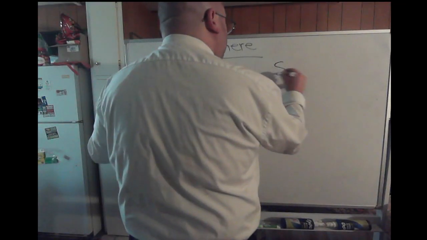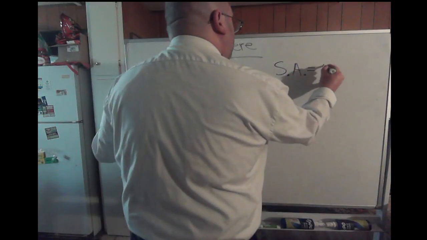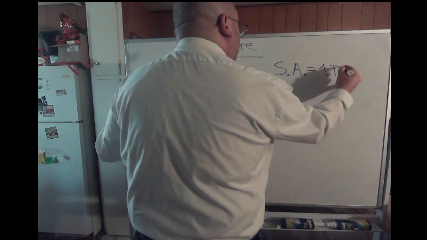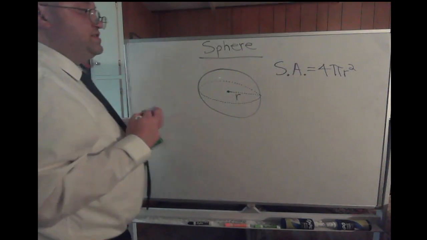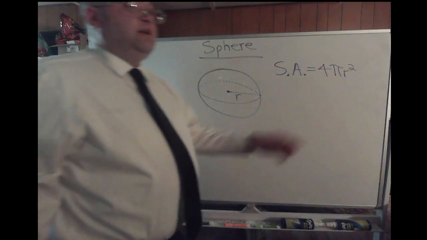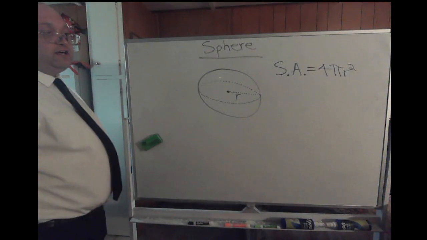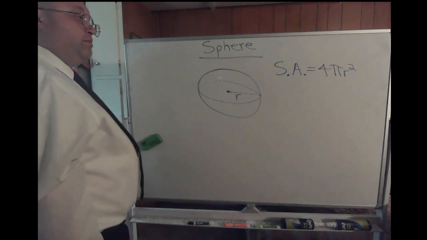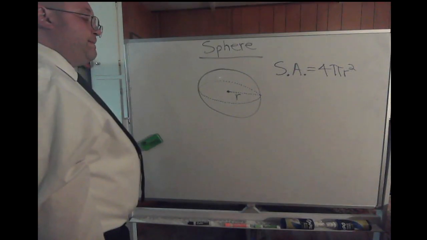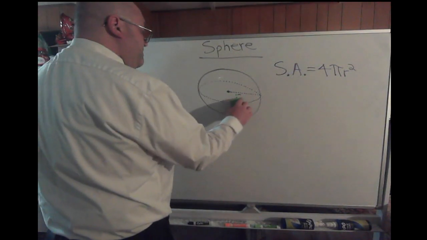The surface area of a sphere is surprisingly easy. It's just equal to 4 pi r squared. That is the surface area of a sphere, 4 pi r squared. There's really no easier way to remember it. It's just 4 times the area of a circle, 4 pi r squared. That therefore would be the surface area of a sphere. So let's do 3 examples with a sphere.